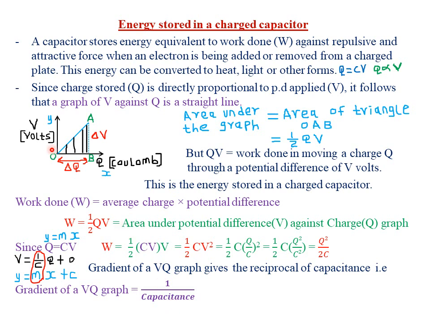So suppose we were plotting a graph of Q against V, then in that case, the capacitance will be equal to the gradient of the graph. If you just say y is equal to mx plus c, that means if you have a graph of Q against V, then the capacitance will be equal to the gradient of that particular graph. But if you have a graph of V against Q, then the capacitance will be equal to the reciprocal of the gradient, or simply the gradient will be equal to the reciprocal of capacitance.